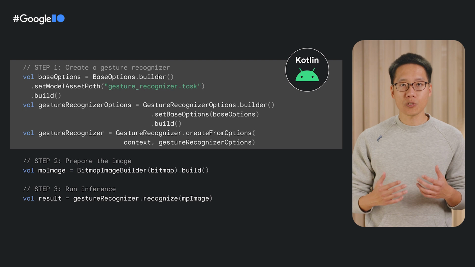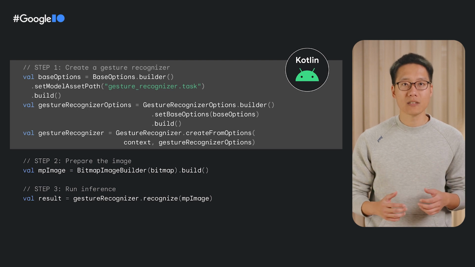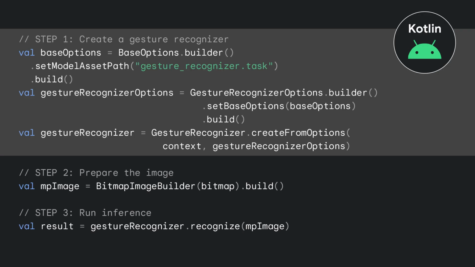Next, let me show you the MediaPipe API in more detail. To integrate the hand gesture recognition solution into your app, you will need to use a library called MediaPipe Task. This is the Kotlin code that you will need to write. The first step is to create a gesture recognizer object. You need to specify the model bundle that you want to use. This model bundle contains the 4 TensorFlow Lite models that are needed for this solution.